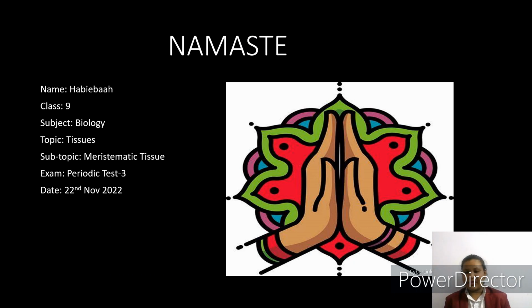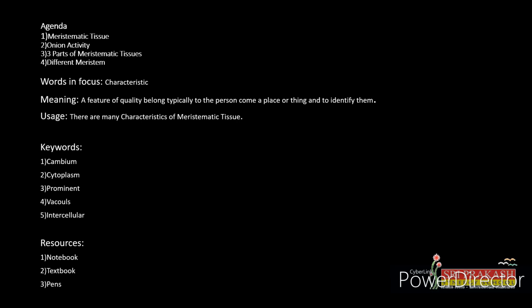Namaste everybody, myself Habiebaah. Today I'm going to speak on the topic meristematic tissue from the lesson tissues. Today's agenda: meristematic tissue, onion activity, three parts of meristematic tissues and different meristems.